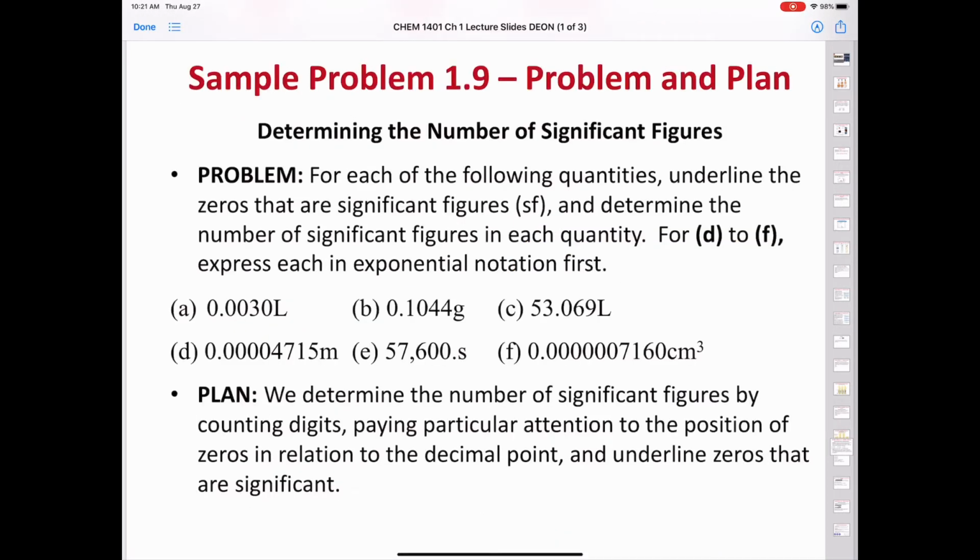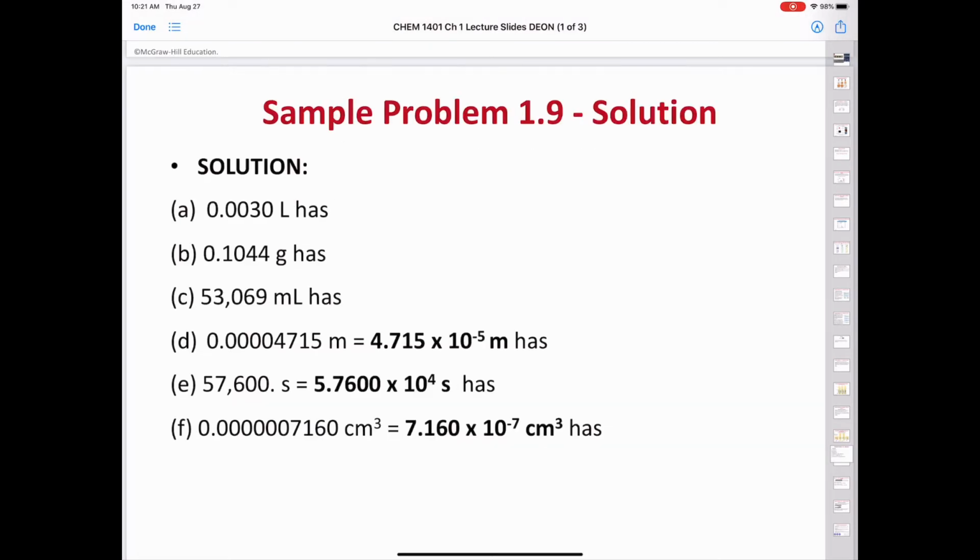With that in mind, let's try a problem. It says for each of the following quantities, underline the zeros that are significant figures and determine the number of significant figures in each quantity. For D to F, express each in exponential notation first. Exponential notation is the same thing as scientific notation. Let's start with A. We have 0.0030 liters. The leading zeros are not significant because they're simply used as a placeholder for the decimal place, but the 0 at the end of the number is significant because it comes after the decimal place. And so this number has a total of 2 significant figures.